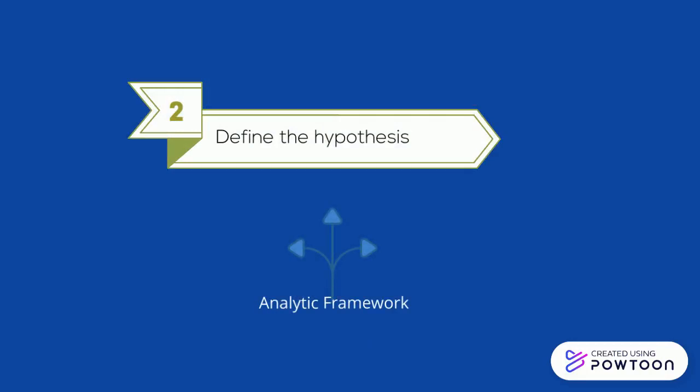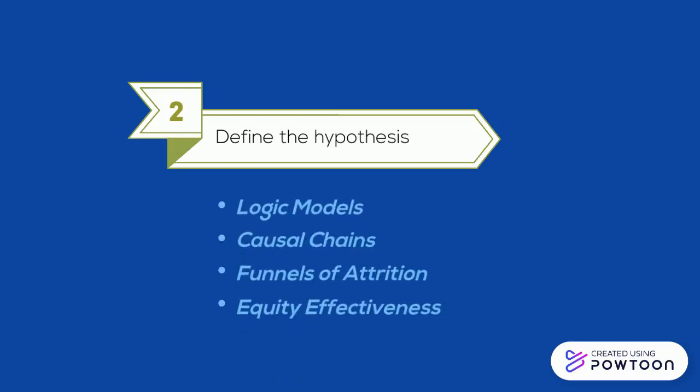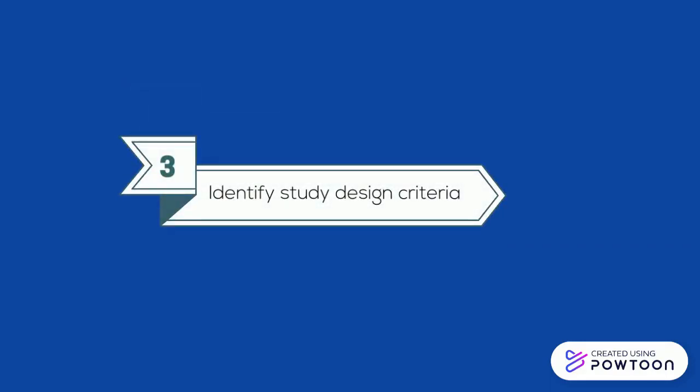Formal frameworks are the key to refining your review question and design. Examples include logic models, causal chains, and funnels of attrition or equity effectiveness. 3. Identify appropriate study designs to include. Fitness, for the purpose of answering the question, may lead the reviewer to include lower-level study designs if there's a good rationale for doing so.